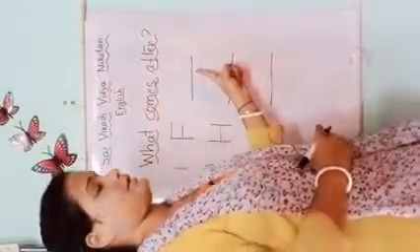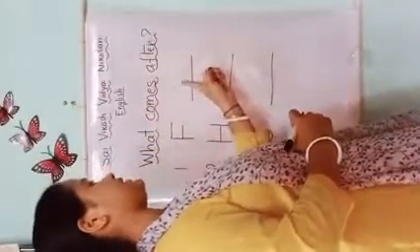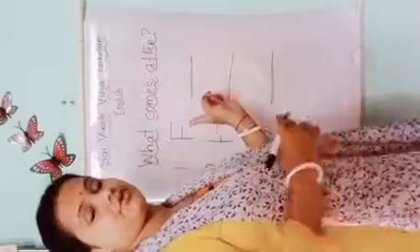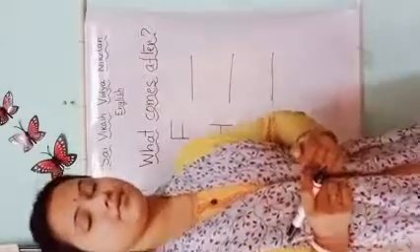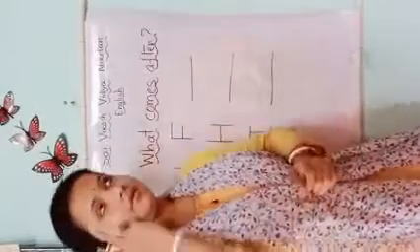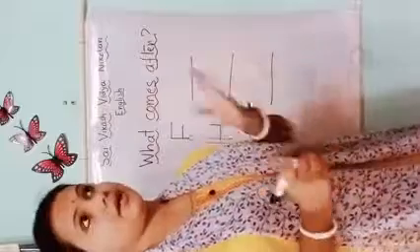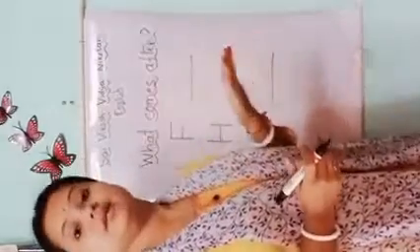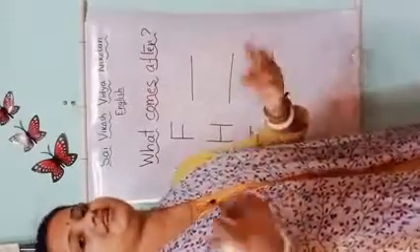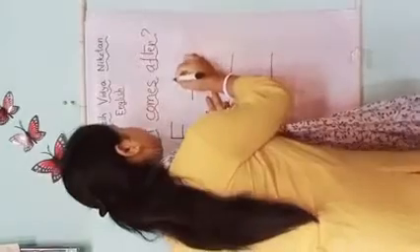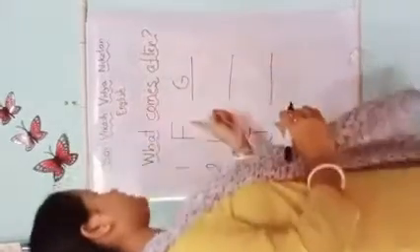This is a dash and this means you have to put that letter which comes after F. So, what letter comes after F? Think. What letter comes after F? A, B, C, D, E, F, G. Yes, we got the letter. Letter G comes after F.